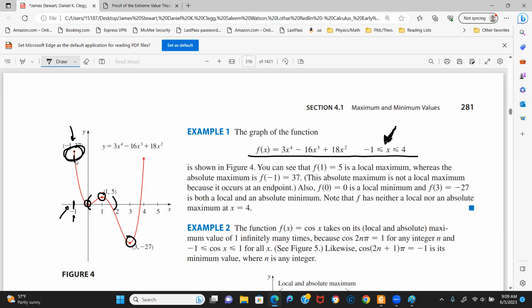And then right here we have a local minimum, and it'll be an absolute minimum. And you can take basically any interval. You could take the whole interval basically from -1 to 4. That will work. And then this will be nothing.